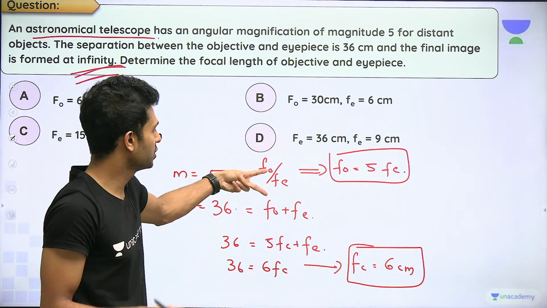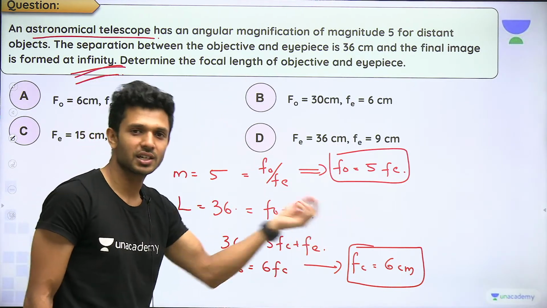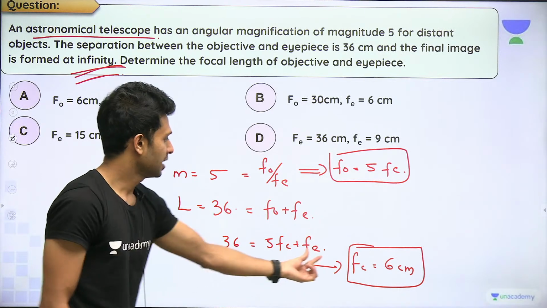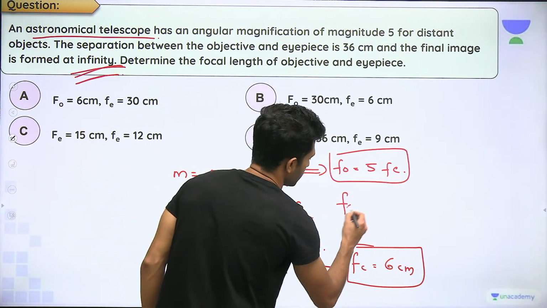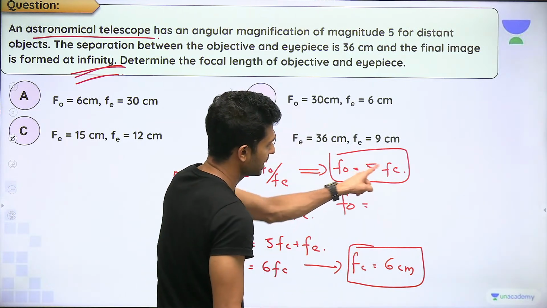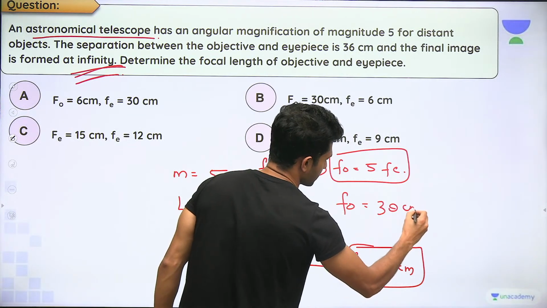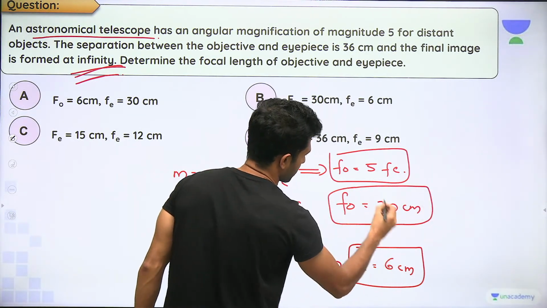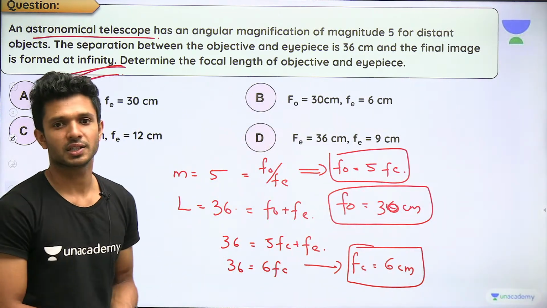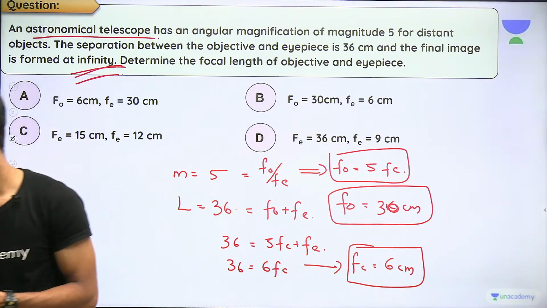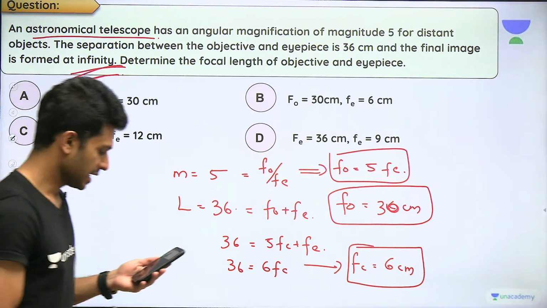Exactly. If you knew these formulas, we could have got the answer like this. Even the calculation itself is simple. The focal length of the eyepiece is 6. So what is the focal length of the objective? 5 times the focal length of the eyepiece. 5 times 6, 30. Perfect. Look how simple it is. There is not much to do there. Understood the concept?